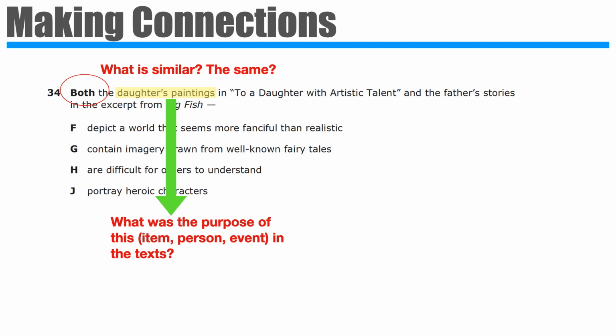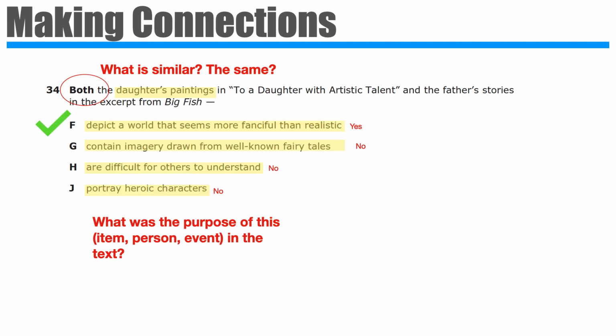So to locate the correct answer, we will consider, okay, what was the purpose of this item, or if it wasn't paintings, if it was a person or an event in the two texts. Because it's asking us a similarity in both texts, you have to make sure that whatever answer choice you pick can be true of the item, in this case the daughter's paintings, for both of the stories.